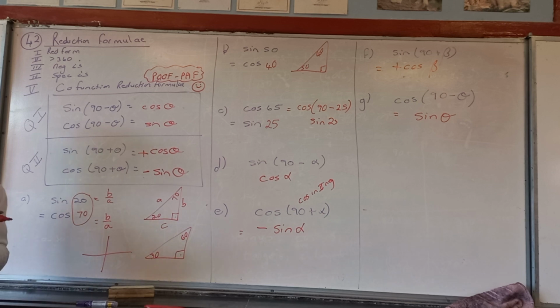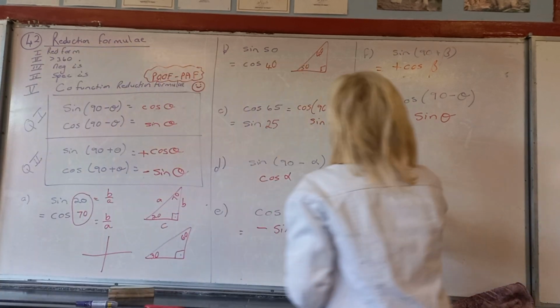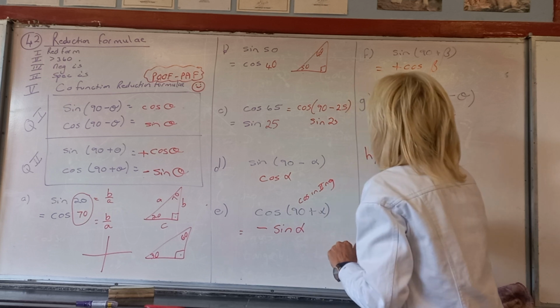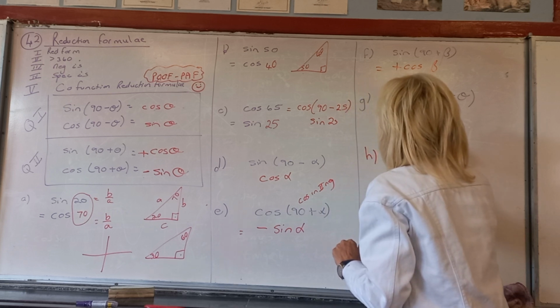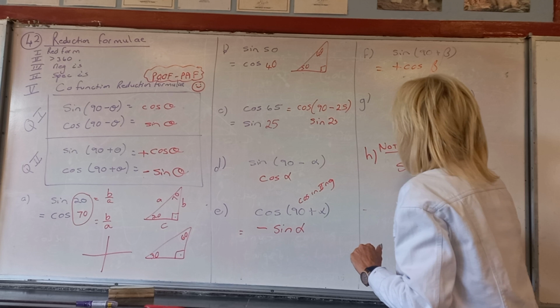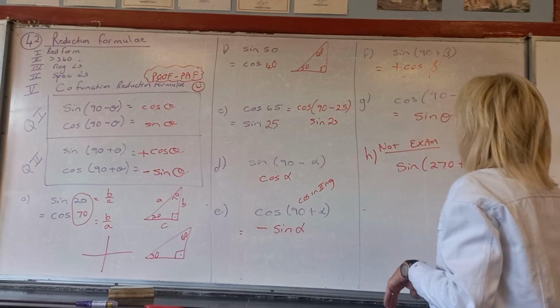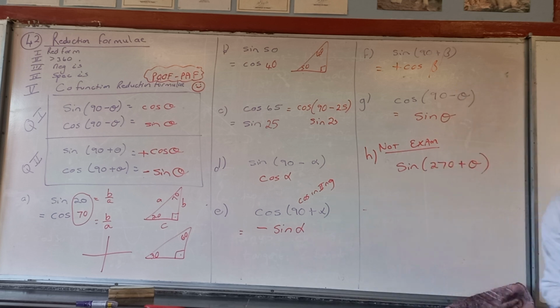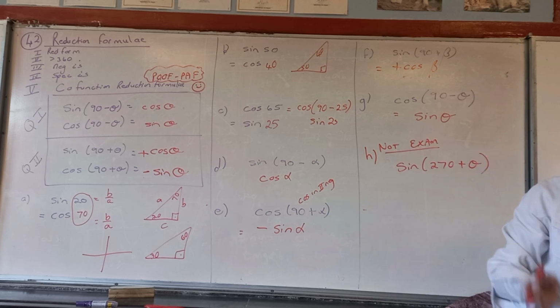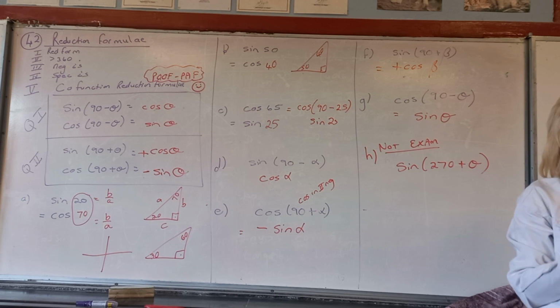Okay, for interest's sake, let's do this. Am I allowed to ask you this? No? Can't ask you that. Okay, but if you do see it and you do want to do it, how do you think you're going to do it? The 270 plus is around the co-function axis. So the same rules apply.